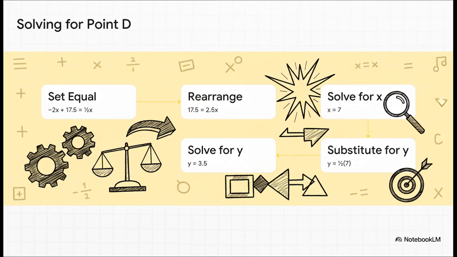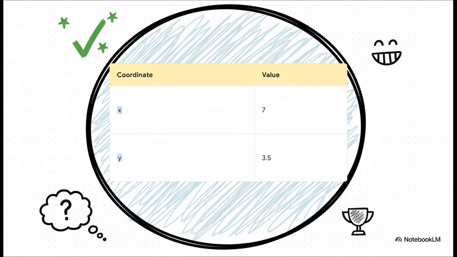A little bit of rearranging the algebra and we solve for x, which comes out to 7. Then we just pop that x value back into the simpler equation, y equals 1/2 x, to find our y. And there it is. The coordinates for point D are 7, 3.5. Getting this final answer spot on earns you the A1 mark, the accuracy mark. And with that, we have a full mark solution.